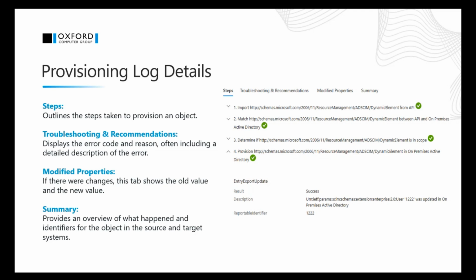If you do see some errors here, it's going to give you a descriptive error of what happened. Then it's going to tell you what was modified. You're going to see an old value and a new value, so you might see that the department changed from sales to marketing. And then it's going to give you a summary. A lot of times, if everything is checked off here, nothing is going to be in your troubleshooting and recommendations, but it gives you a good summary of what happened.